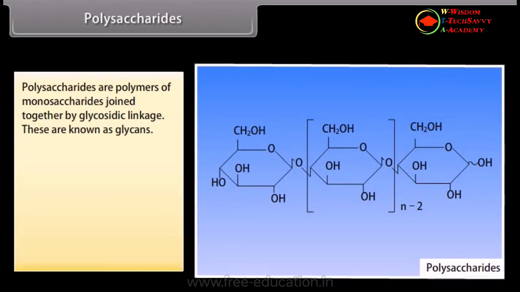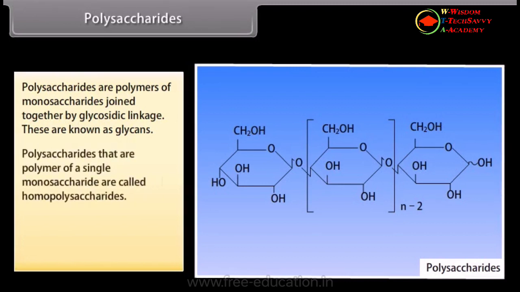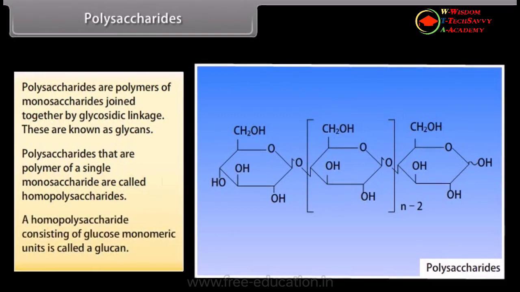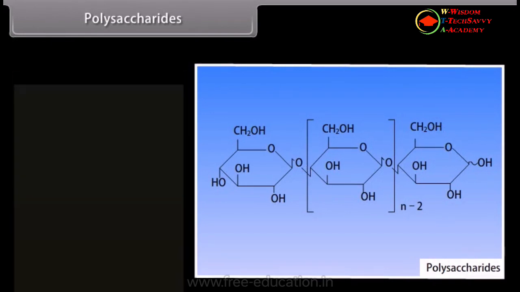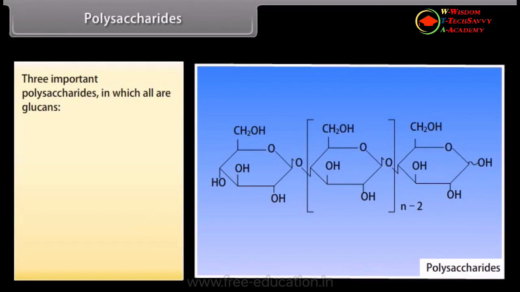Polysaccharides. Polysaccharides are polymers of monosaccharides joined together by glycosidic linkage. These are known as glycans. Polysaccharides that are polymers of a single monosaccharide are called homopolysaccharides. A homopolysaccharide consisting of glucose monomeric units is called a glucan. Three important polysaccharides, all of which are glucans: starch, glycogen, and cellulose.